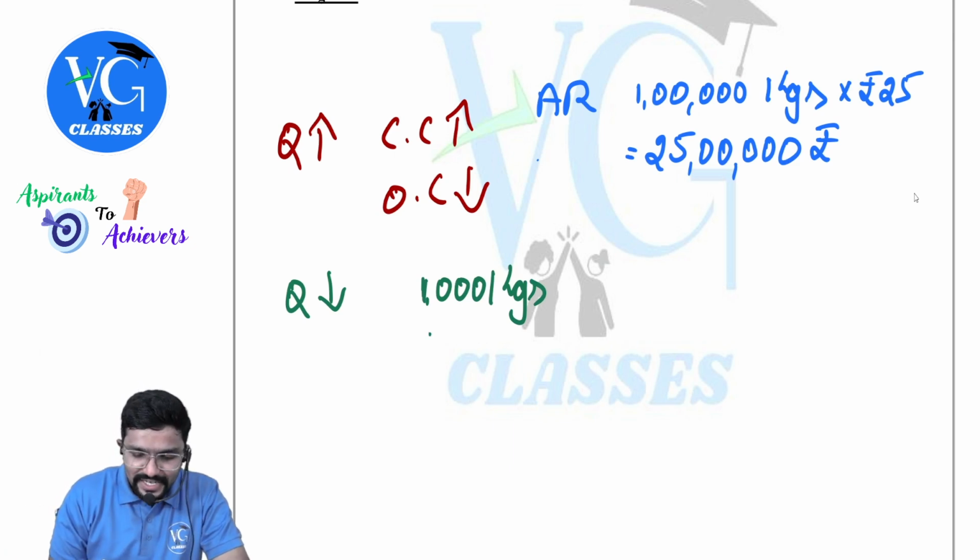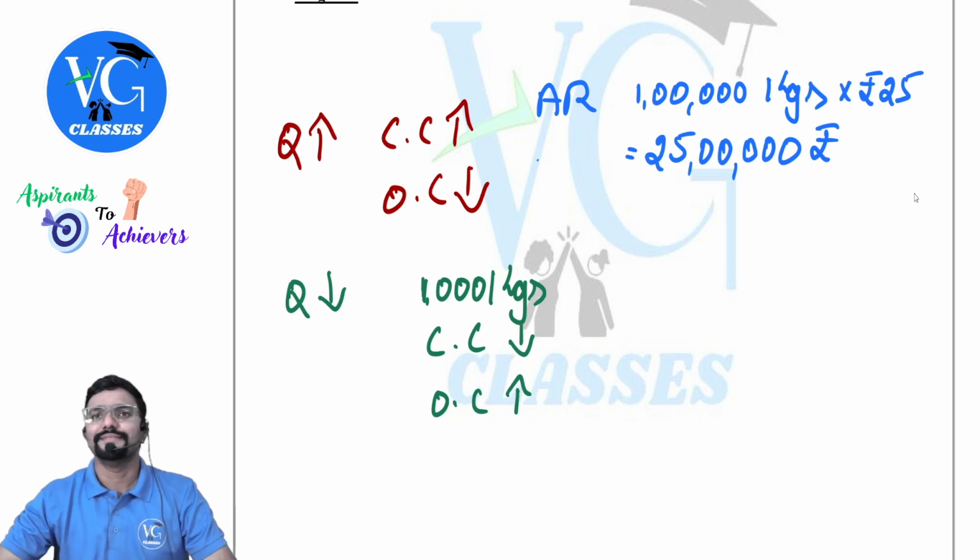Guys, in this case, carrying cost would be lower, whereas ordering cost would be higher. Clear?